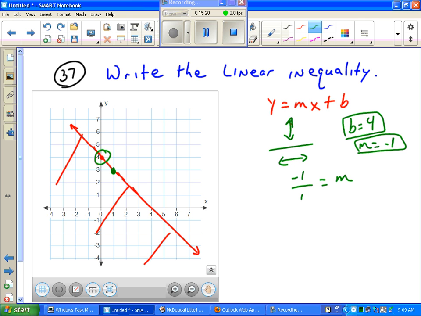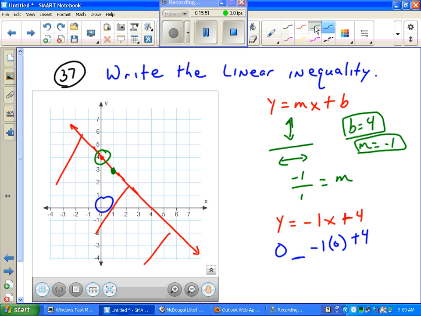You can write your inequality based on that. y equals mx plus b. That would be your equation: y equals -1x plus 4. But it's not an equation. It's an inequality. So we have to determine if it's less than or if it's greater than. What we want to do is pick the point 0, 0 since the line is not going through there, and plug those values in. 0 is going to be something. We don't know if it's less than or greater than -1 times 0 plus 4.